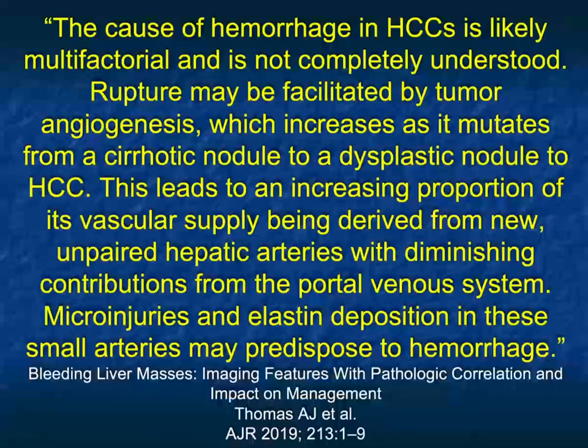In this article, they also mentioned the cause of hemorrhage in hepatomas is likely multifactorial and not completely understood. Rupture may be facilitated by tumor angiogenesis, which increases as it mutates from a cirrhotic nodule to a dysplastic nodule to hepatoma. This leads to an increasing proportion of its vascular supply being derived from new, unpaired hepatic arteries, while diminishing contributions from the portal venous system. Microinjuries and elastin deposition in these small arteries may predispose to hemorrhage.